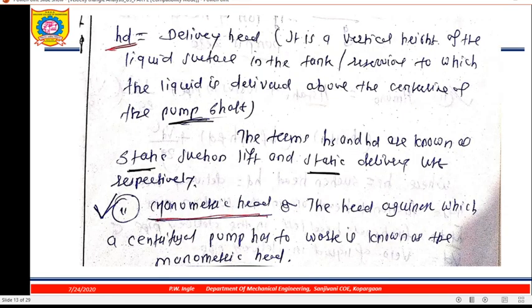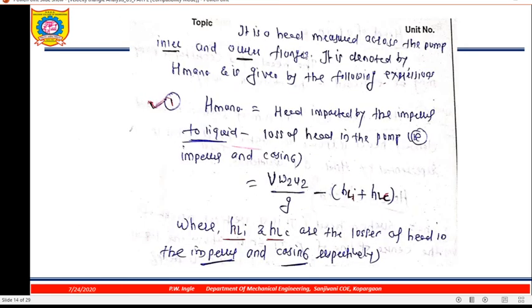Hd is the delivery head. It is the vertical height of the liquid surface in the tank to which liquid is delivered, over the center line of the pump shaft. Then manometric head. The head against which a centrifugal pump has to work is known as manometric head. It is the head measured across the pump inlet and outlet flanges. It is denoted by H manometric. And again you can have equations for manometric head.